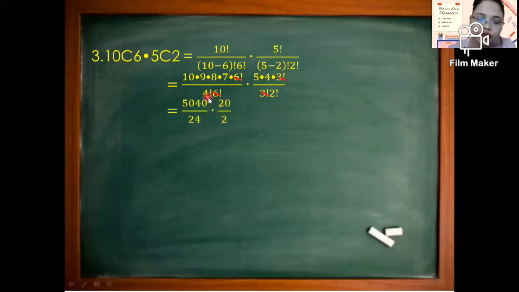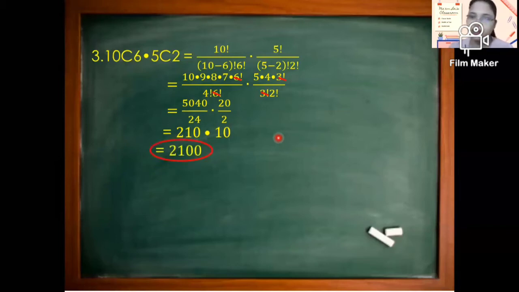So, natira na lang, ang 4 factorial is 24, ang 2 factorial is 2. Pero pwede ka rin naman mag-cancel diyan kung gusto mo i-expand. So, 10 times 9 times 8 times 7 is 5,040. Copy. Simplify. 4 factorial is 24. 5 times 4 is 20. 2 factorial is 2. Simplify. So, the answer is 5,040 divided by 24 is 210, times 20 divided by 2 is 10. So, 10 times 210 is 2,100. So that will be the answer for number 3.